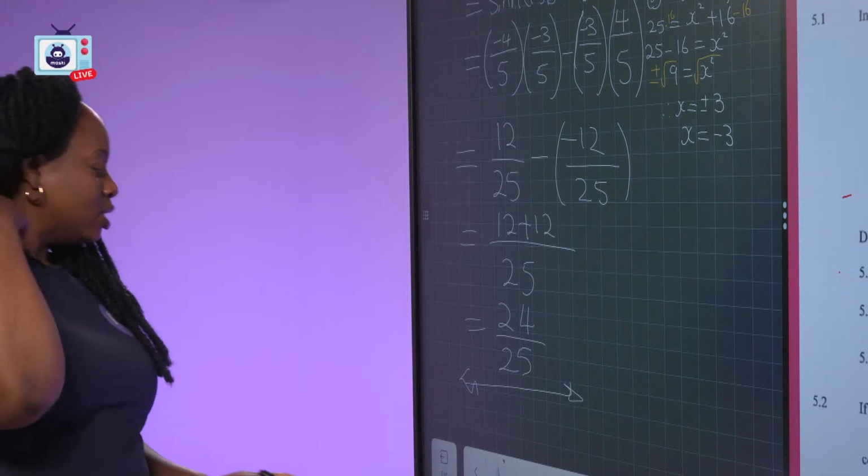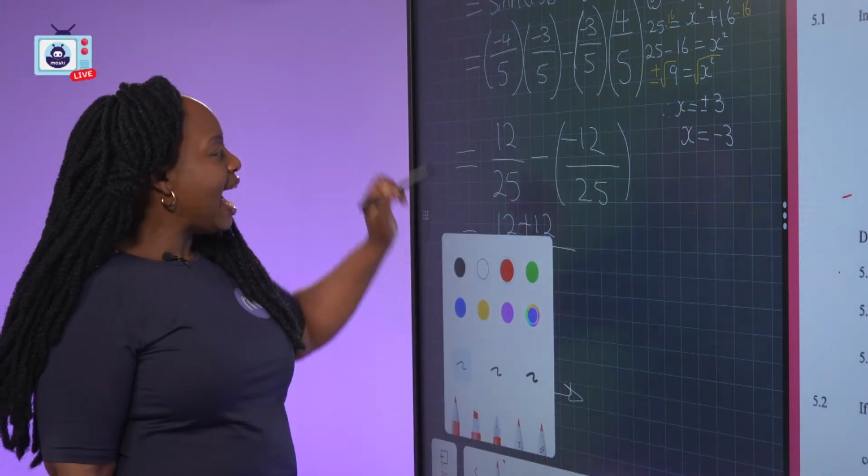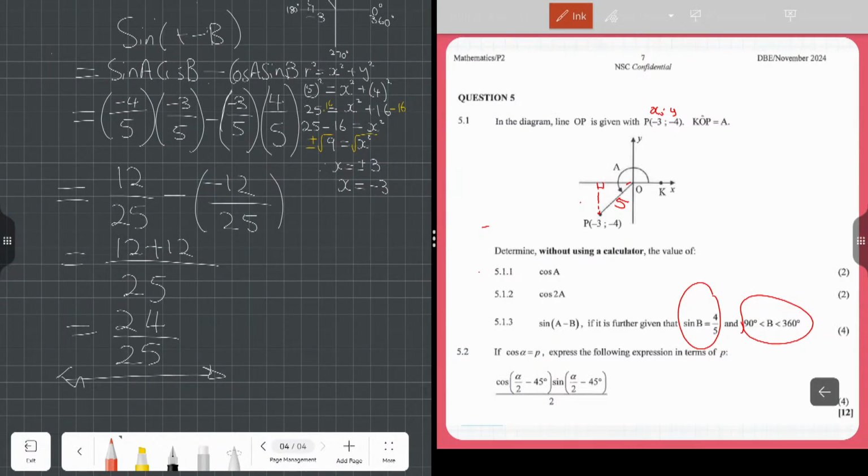5.1.3. It does look like more work because we are actually teaching you how to do it. But if you are doing it and you have practiced it many times, it will be very easy for you to get it done as quickly as possible.